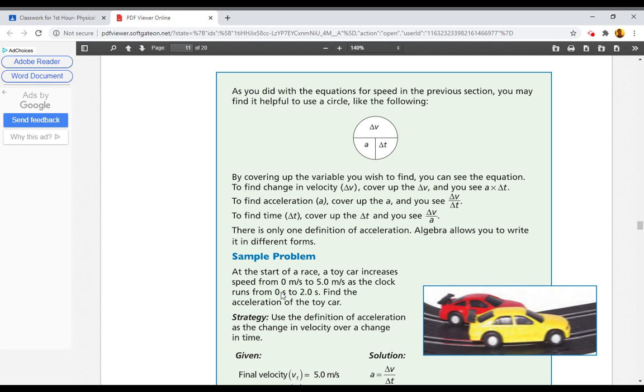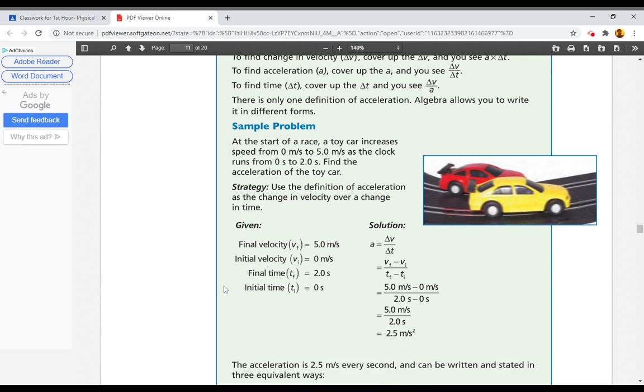So what are they asking you to find? They're asking you to find the acceleration. So that means we're going to cover up acceleration, and then it's change in velocity over change in time. Now, did they give us a change in velocity and did they give us a change in time? Well, yeah, they did. So 5 meters per second is your velocity. 2 seconds is your time. So according to this, it would be 5 divided by 2. But let's see if that's what they're saying.